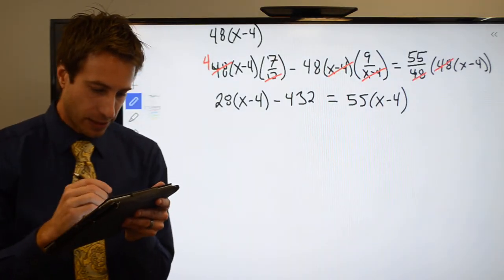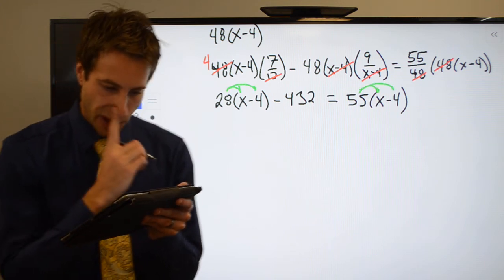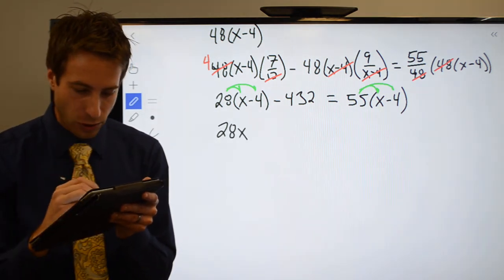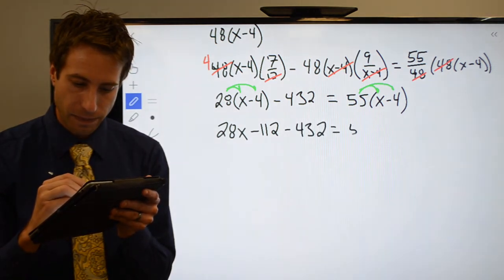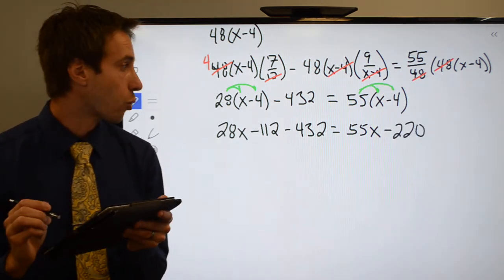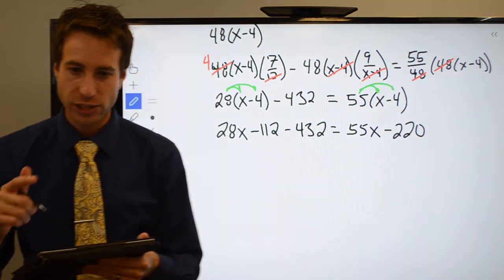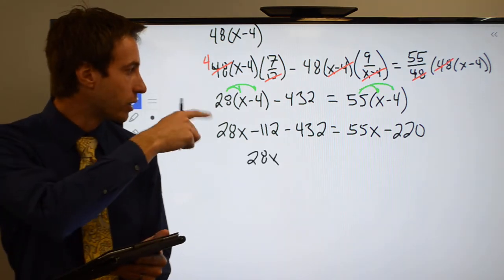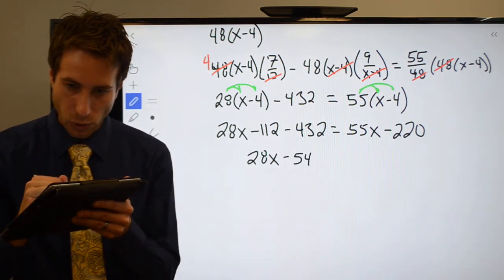Okay, so let's distribute. We got some distributing to do here before we go too much further. So that leaves me with 28x. 28 times the negative 4 is going to be a minus 112 minus the 432 that was already there, 55x. And then 55 times the negative 4 is going to be a minus 220. I will subtract the 28x to the other side. So let's see here. All right, well, let's do this. So I have 28x. The negative 112 and the minus 432 is negative 544.